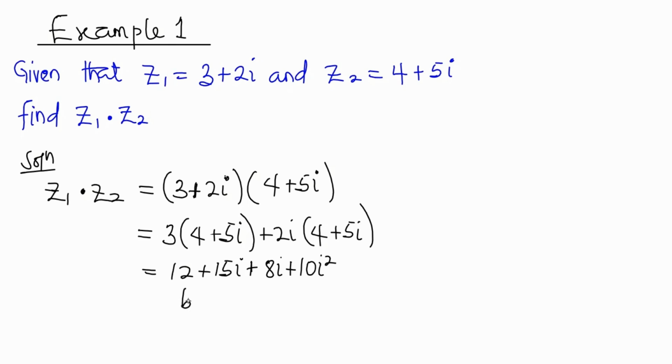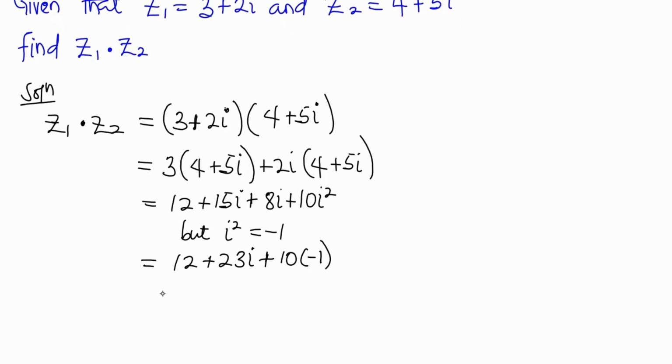You have to remember that for every i squared, its value is -1. So we do the substitution. We have 12, and 15i plus 8i gives us 23i, plus 10 multiplied by minus 1. So we have 12 minus 10 plus 23i. 12 minus 10 is 2, and we have our 23i. So the multiplication of z1 and z2 gives us 2 plus 23i. Now let's move to the next example.